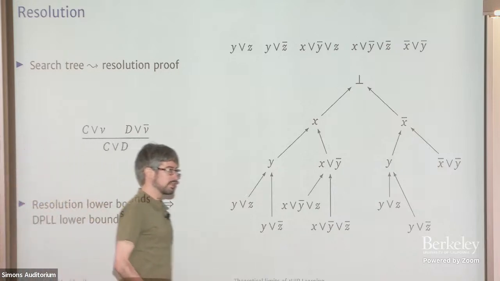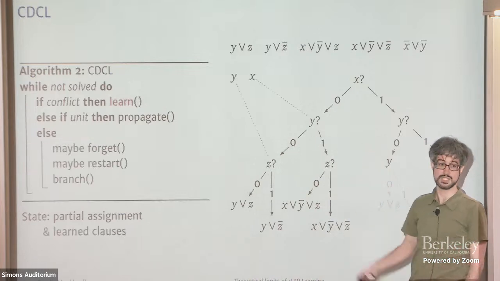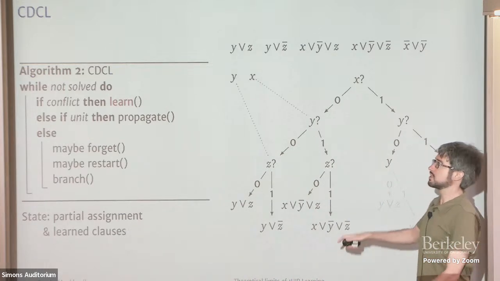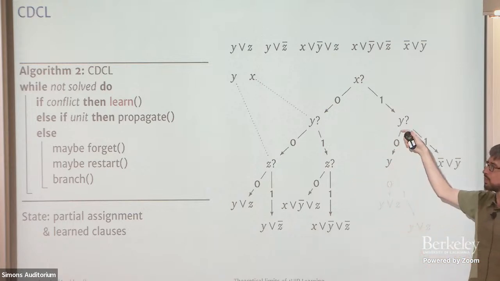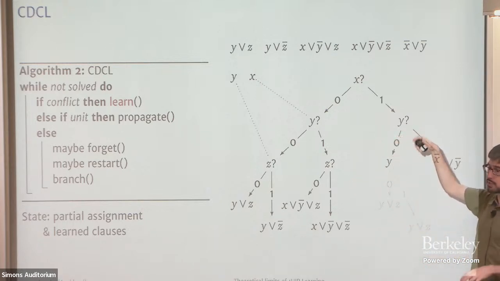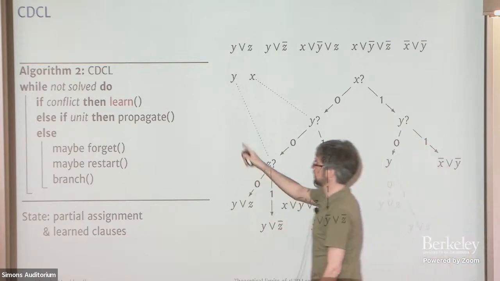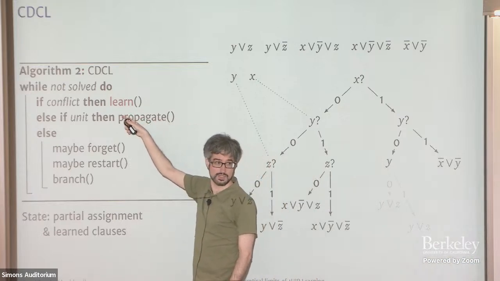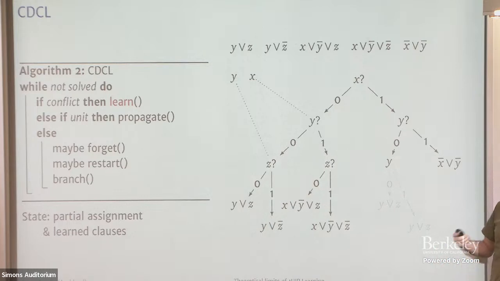That's DPLL. Then let's move forward in time and talk about CDCL, which is, as you all know, this version of DPLL where we can be a bit smarter with our conflicts, and instead of just backtracking, we can learn some clause from our conflict, and hopefully we learn something that will be usable in the future.